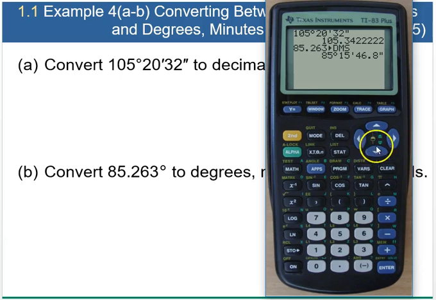Ta-da, there it is. So what you're going to write down is not the 85 degrees, 15 minutes, and 46.8 seconds. You're going to round this last number for me, okay? Because I just want it in degrees, minutes, seconds. No decimal numbers. So your answer is going to be 85 degrees, 15 minutes, and 47 seconds. Okay.